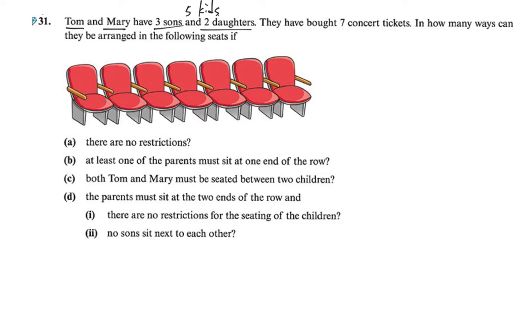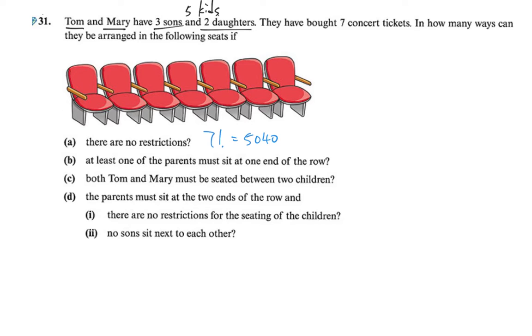So in part A, in case there are no restrictions, how to find the corresponding number of ways they can be arranged in the seats. So total 7 people, so 7 factorial, therefore 5040. I think most of you can work out part A. But how about part B?